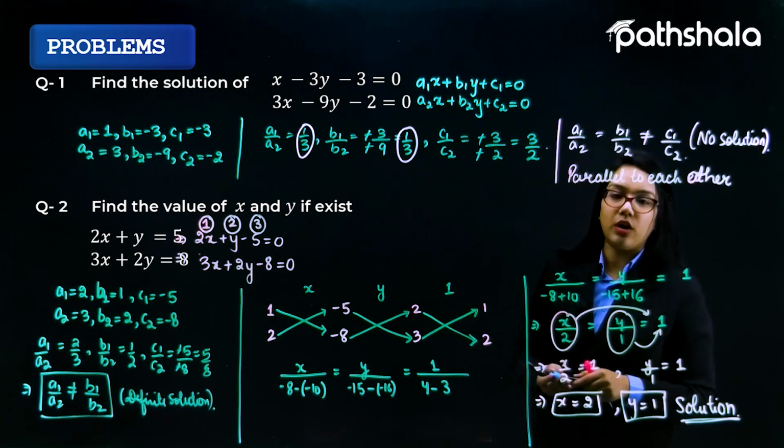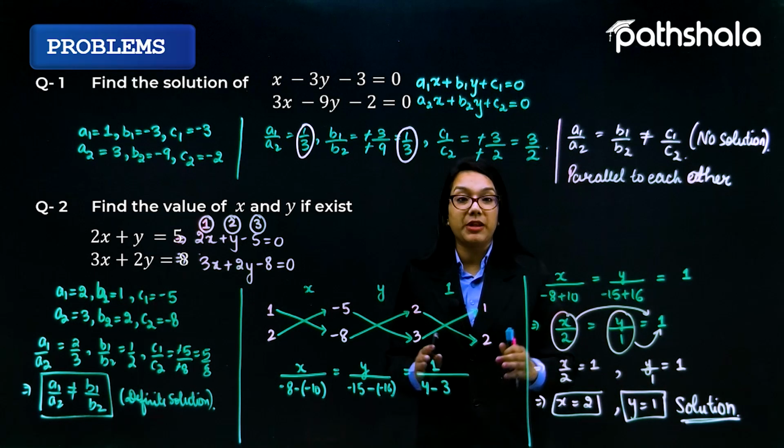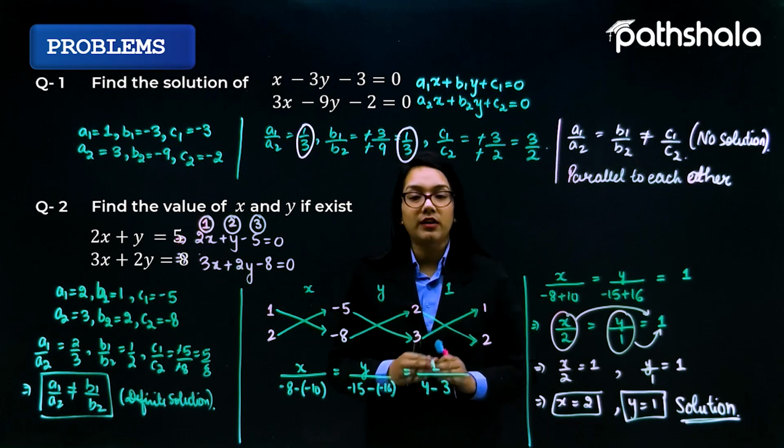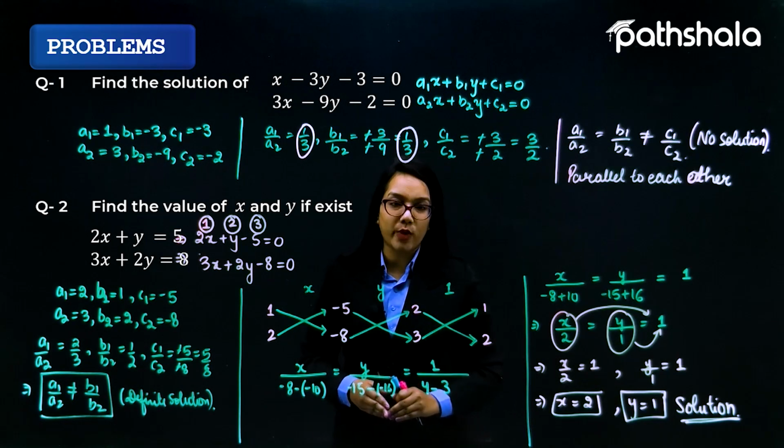So this is all about the cross multiplication method. I hope the solution of the second question is all clear to you. Now let's just move on to question number 3.